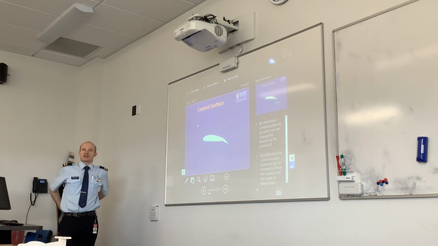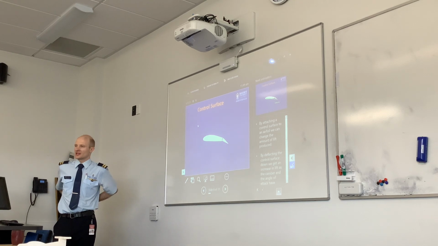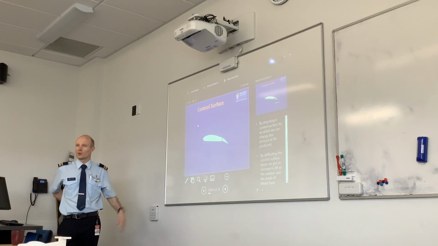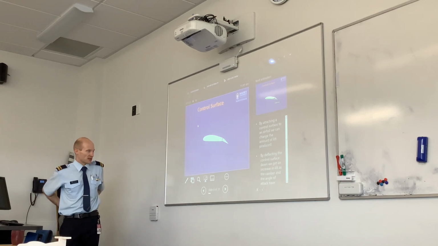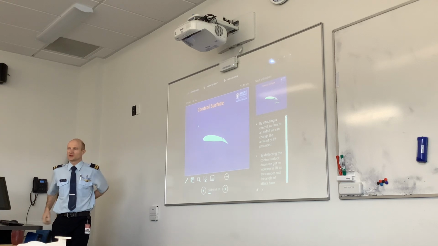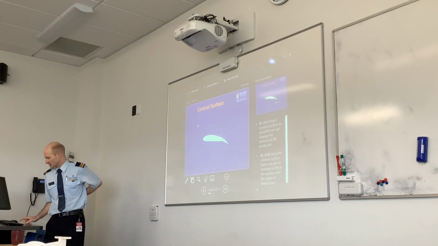So to expand on this a little bit more, let's show now what actually happens to lift when we deflect a control surface, and we'll compare this diagram with the one on the previous slide. Here we've got an aerofoil, the wing again, and we've attached a control surface to the end of it, and the pilot has deflected it down. So let's take a look at what's happened here.